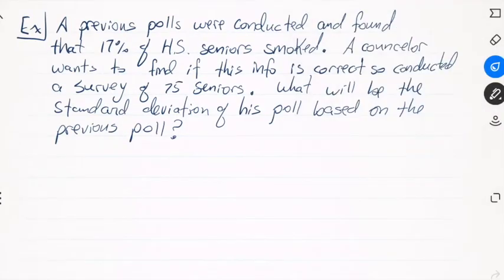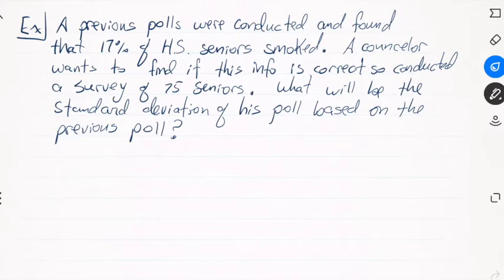This is an example of a possible way of using polls. A previous study or a previous poll was conducted and found that 17% of high school seniors smoked. So this would be a published article where someone collected data from many different schools and looked at the percentage of smokers in each one of these schools and then found their means. So this would be the mean of the means of 17%.